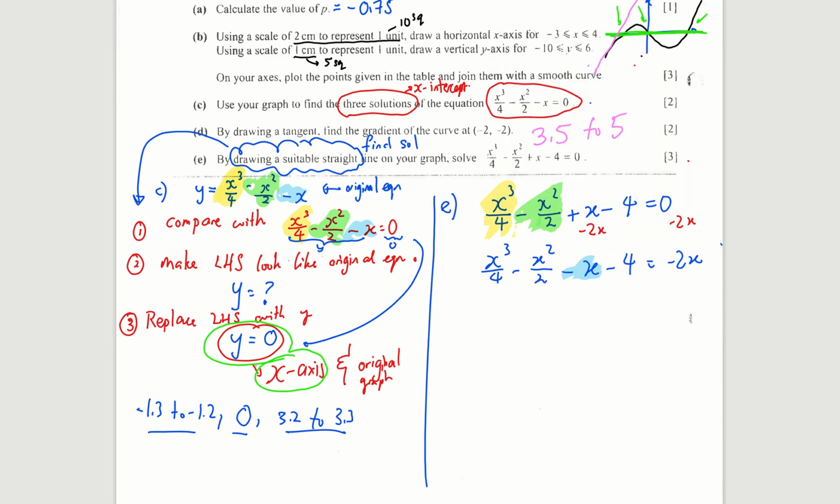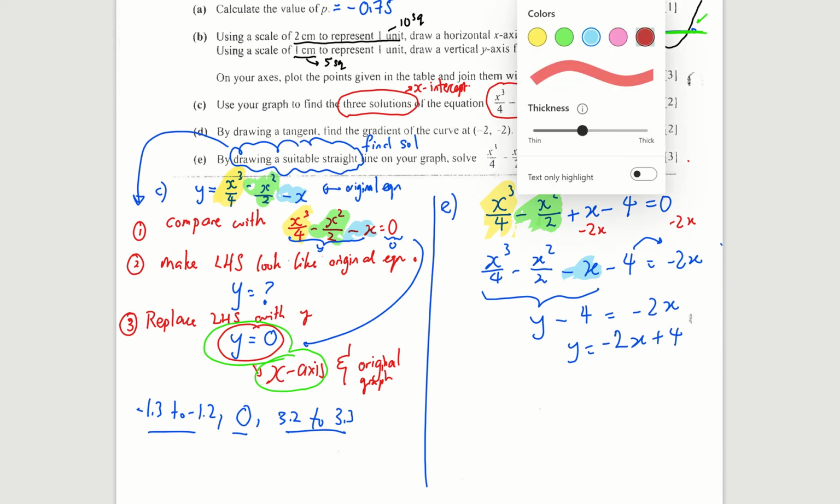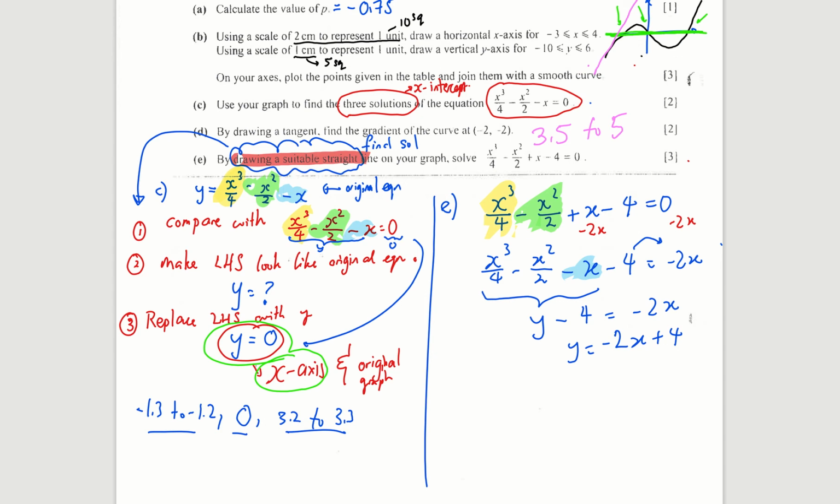There are 2 ways to do it. One is to really move this over. Another is to recognize that this is actually your y. So y minus 4 equals minus 2x, so y equals minus 2x plus 4. This is the straight line that we are talking about. So how do I draw this straight line? Simple, because I can use x and y. I can identify 3 points. I worry, so I use 3 points: 0, 1, and 2.